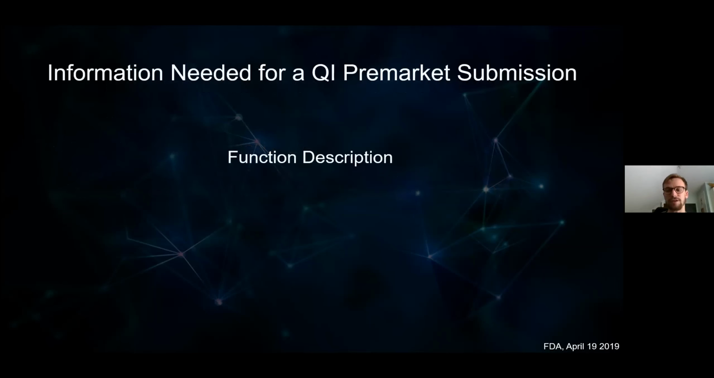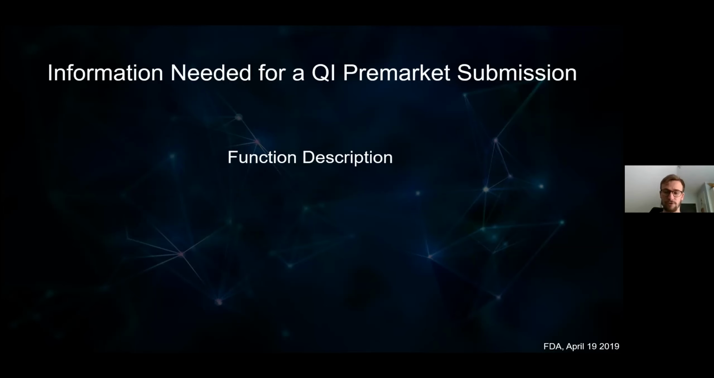So what is actually needed in a pre-market submission for a quantitative imaging function? Firstly, a function description that describes the QI function and the quantitative imaging value, which is the output of that function. This value has to be a ratio or interval variable. That is, the difference between two values has to be meaningful. So ordinal and nominal variables, for example, classifiers, are not considered quantitative imaging values, which was a bit surprising to me.